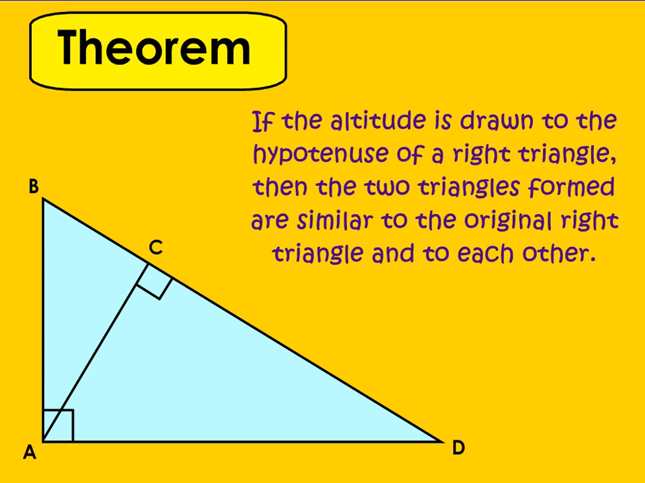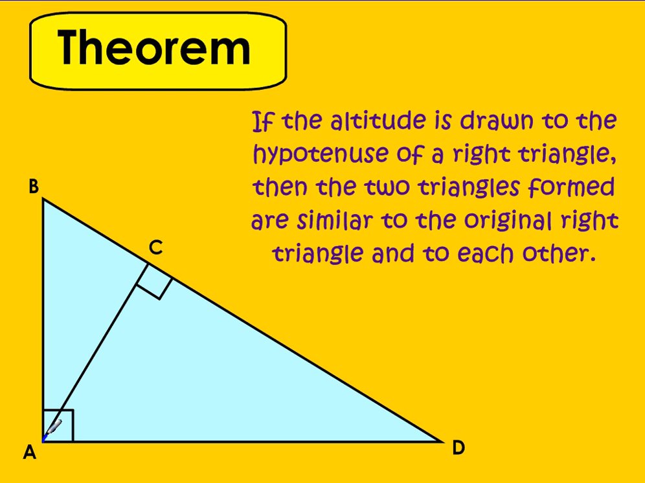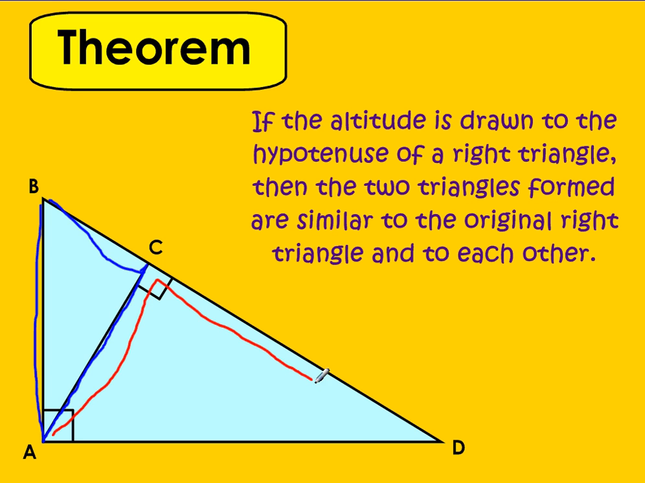So taking a look at this and really examining what this means, we have an altitude here. And the altitude is drawn to the hypotenuse. We know that it's an altitude because it's perpendicular to the hypotenuse. And there's two triangles that form. There's one over here, ABC, and I'm going to outline that in blue. And we have our other triangle, ACD. And these triangles are going to be similar to one another, and they're also going to be similar to the large triangle, ABD.